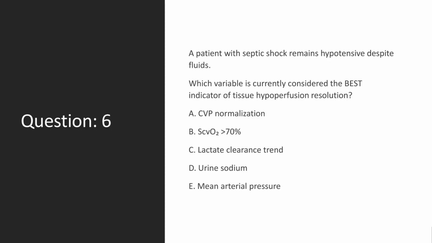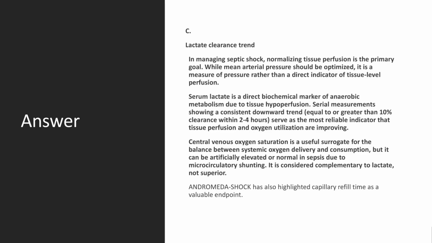Question 6. A patient with septic shock remains hypotensive despite fluids. Which variable is currently considered the best indicator of tissue hypoperfusion resolution? A. CVP normalization. B. ScvO2 greater than 70%. C. Lactate clearance trend. D. Urine sodium. E. Mean arterial pressure. Correct answer is lactate clearance trend.